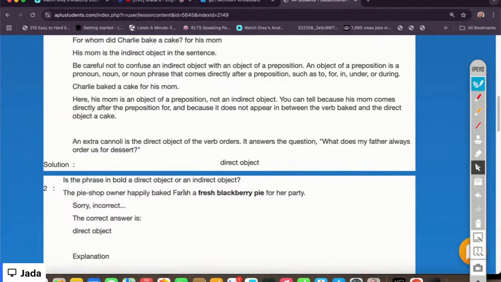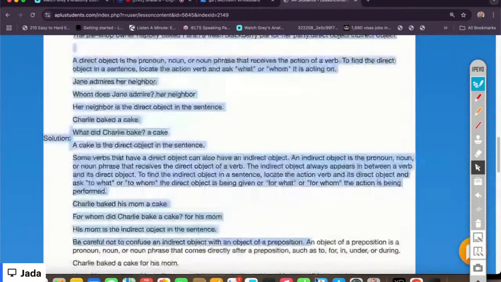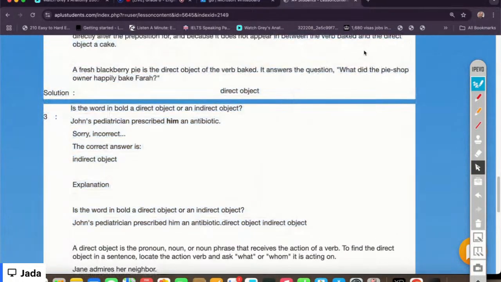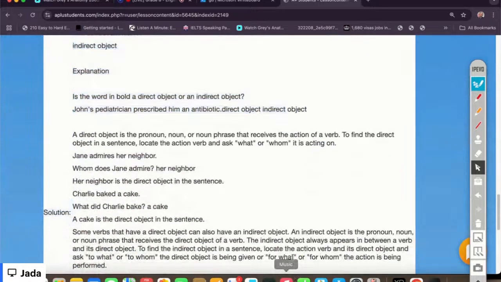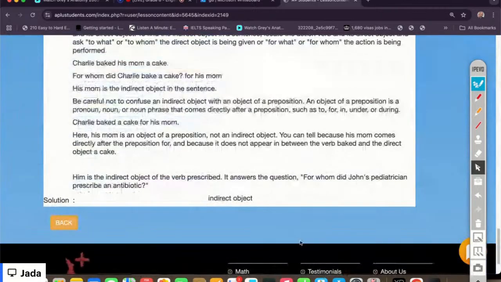The pie shop owner happily baked Farah a fresh blackberry pie for her party. What do you think this is? What did the pie shop owner happily bake Farah? So it will be a direct object. Next: John's pediatrician prescribed him an antibiotic. Now, him is the indirect object of the verb prescribed. It answers the question, for whom did John's pediatrician prescribe an antibiotic? So it is an indirect object.